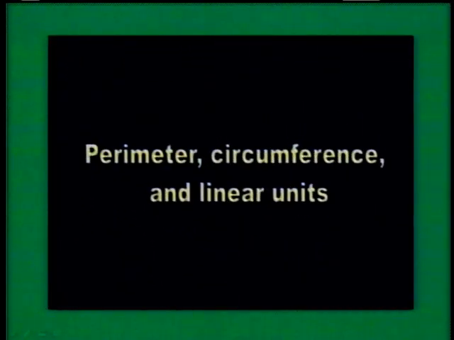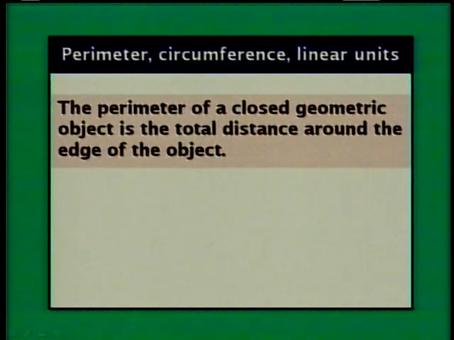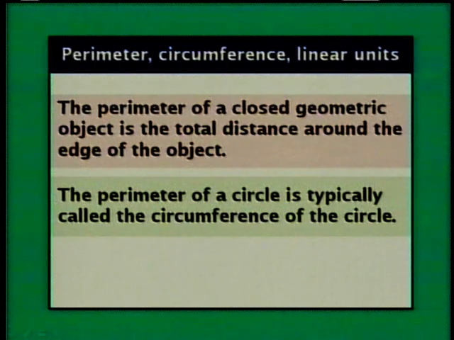So let's focus on perimeter and also talk about circumference and linear units. Let's start with a definition. The perimeter of a closed geometric object is the total distance around the edge of the object. So in our introductory example, that was the amount of fencing needed, the total distance around the pen. Of course, then we ended up throwing out 2 feet, but that was just to make the problem a little more interesting. The perimeter of a circle, the distance around a circle, is typically called the circumference of the circle.